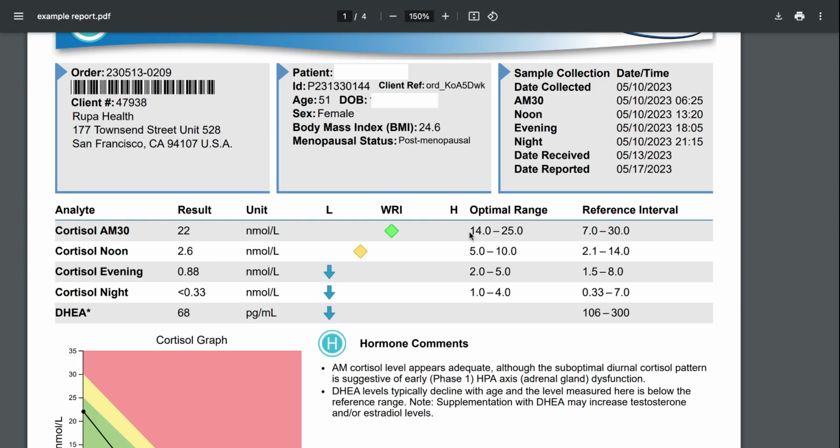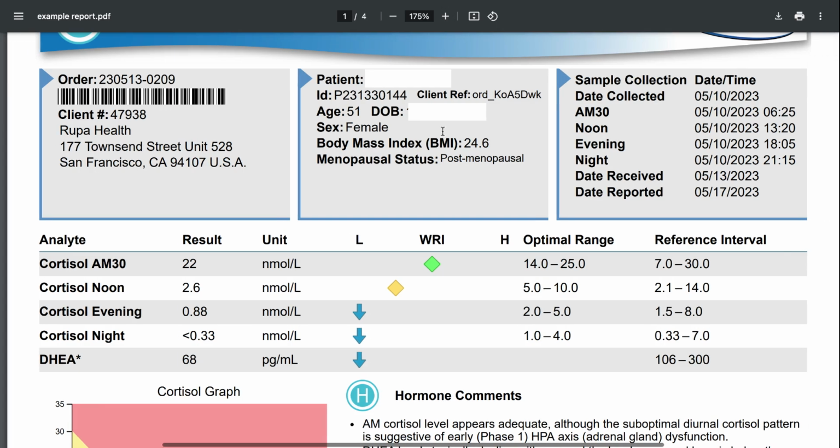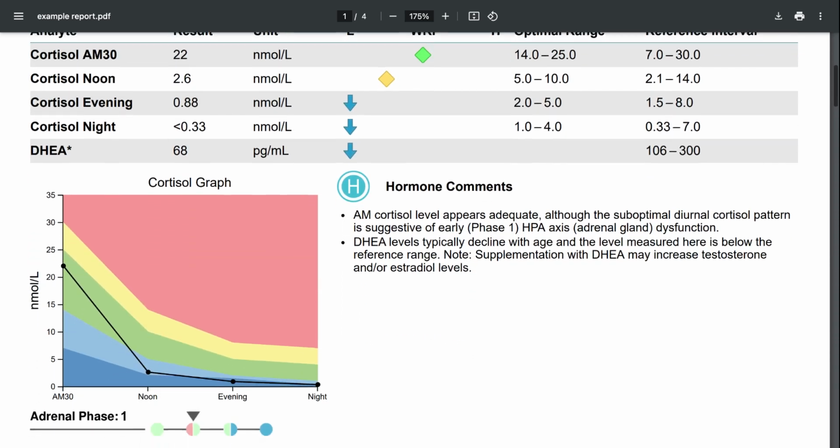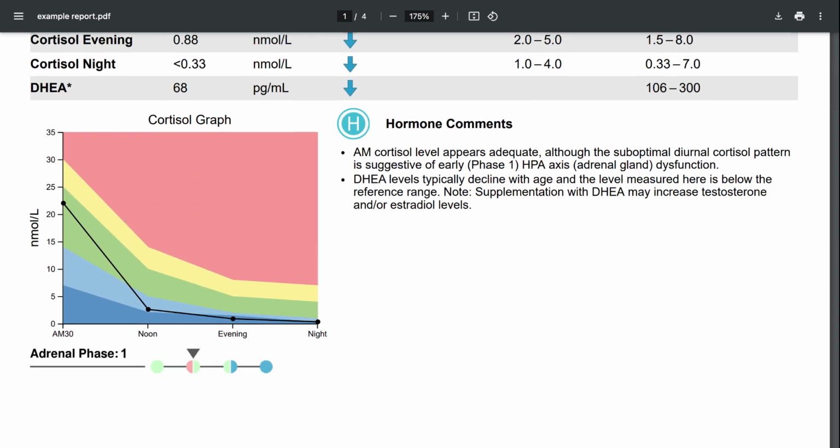So here we are looking at a real test. This is one of my clients, and I have gone ahead and taken her information off, so there's no identifying information here. But it's a great example of a pretty basic hormone test. So when we do hormone testing, one of the things I always order for my patients is full cortisol. So cortisol is our stress hormone. We all have it. We wouldn't be here if we didn't.